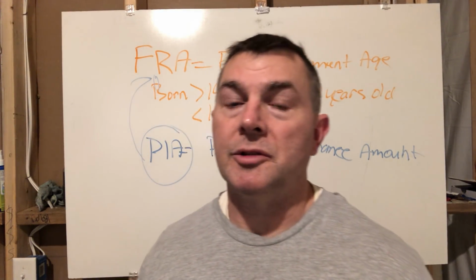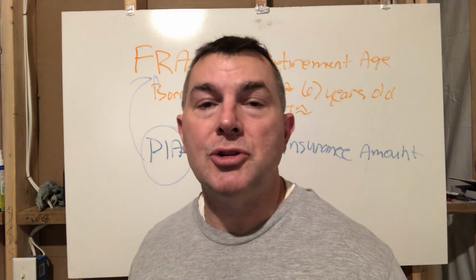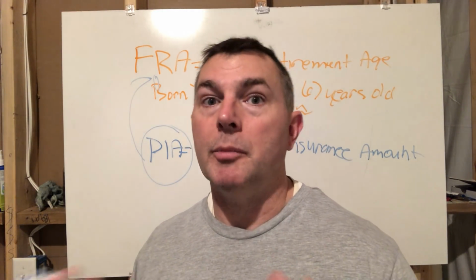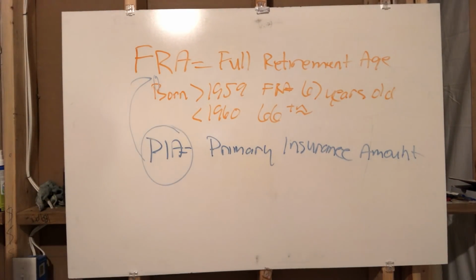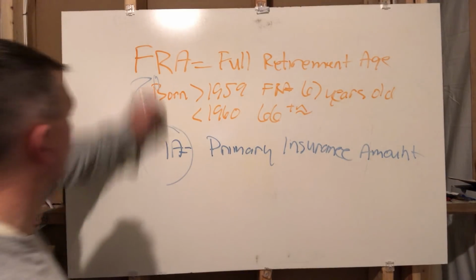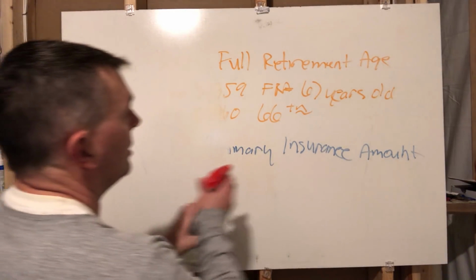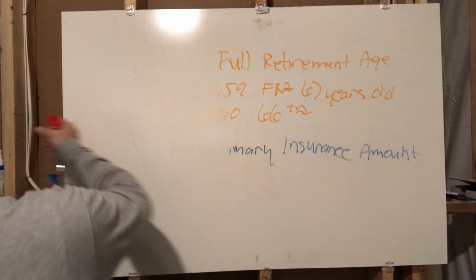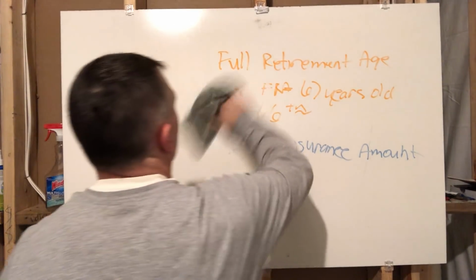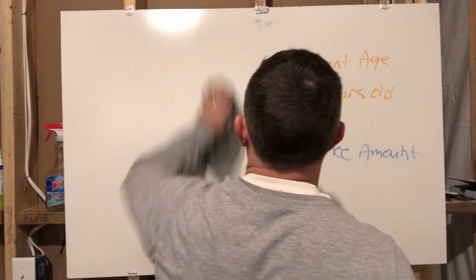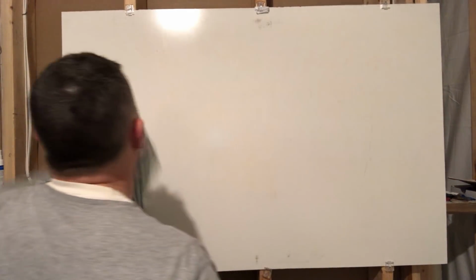So say your primary insurance amount is $1,000. How much do you get? What age do you have to be to get that $1,000? For me, it's 67 years old. So everything's contingent on your primary insurance amount. Let's delete all these for the time being. So we got FRA and PIA. You got to know those two things. Primary insurance amount is the amount of your Social Security you get at your FRA. Everything is contingent on that PIA.